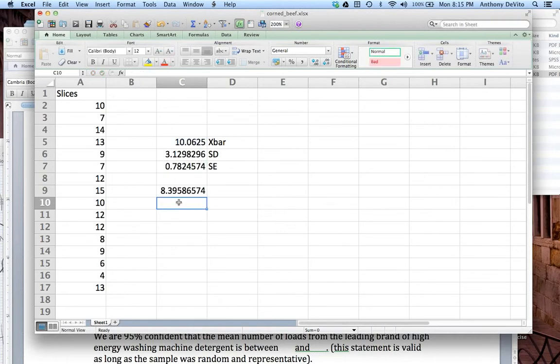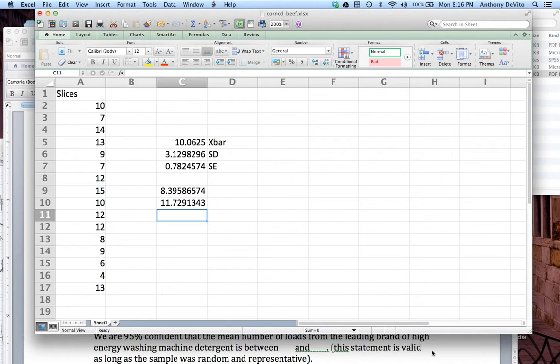Enter. Okay, equals, again, x bar plus 2.13 times my standard error. So my confidence interval is 8.4 to 11.7 slices of corned beef. That's what I think the true population mean would be if I had gone to every pub in New York City on St. Patrick's Day.